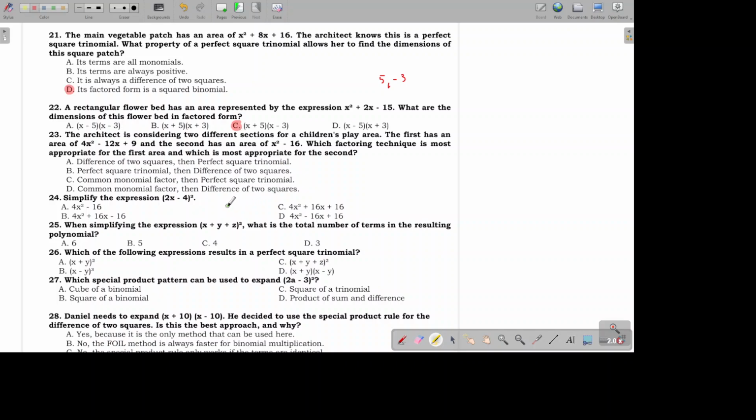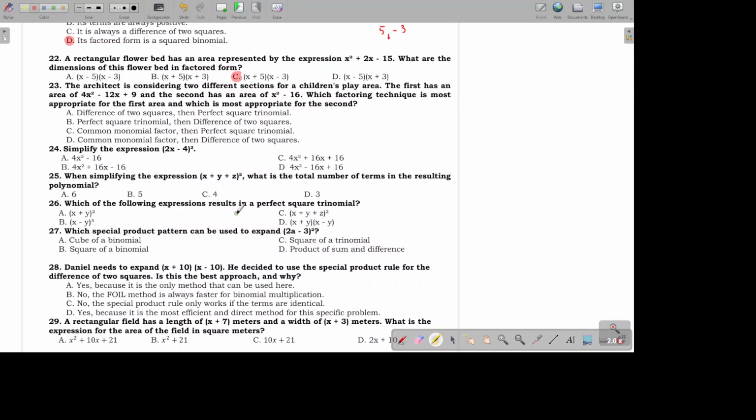Let's have number 23. The architect is considering two different sections for a children's play area. The first has an area of 4x squared minus 12x plus 9, and the second has an area of x squared minus 16. Which factoring technique is most appropriate for the first area and which is most appropriate for the second? So the first one is a perfect square trinomial. So that's the one that we need to apply. So letter B says that. On the other hand, this is a difference of two squares. So that's also what's being mentioned in letter B. So letter B is our answer.